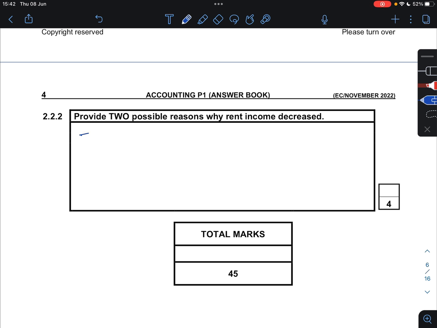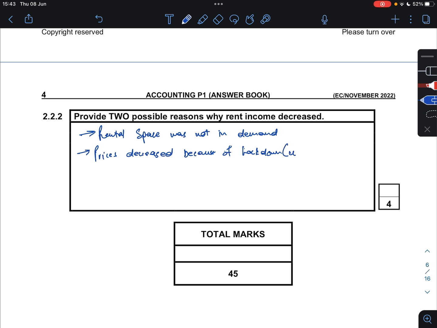So I would say, let's say maybe, what would you say? Rental space was not in demand, so we decided to decrease the price. Okay, it was not in demand. So as I said, I was talking about your lockdown. Let's just say prices decreased because of lockdown. So unemployment. Okay, so these type of questions just need you to think outside the box. No answer is really incorrect, as long as your answer is making sense.